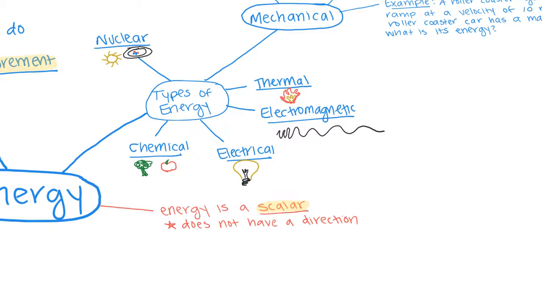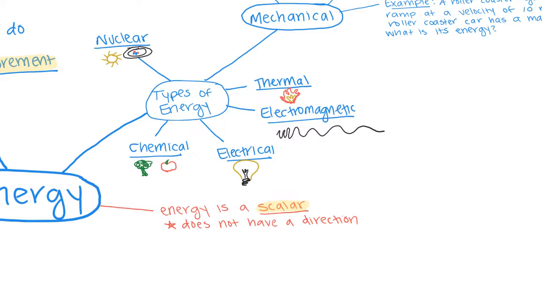We also have electromagnetic energy. All right, this is when we talk about the electromagnetic spectrum. If you've ever used a radio in your car, we use radio waves to be able to listen to music or listen to podcasts and talk shows on our radio in the car. We use microwaves, that's an example of electromagnetic energy, to heat up food. All right, so those are all examples of electromagnetic energy.